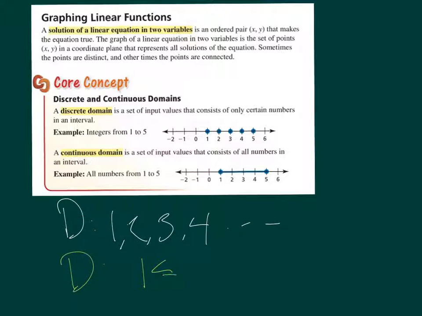All of the numbers and any number that exists between, and it's going to be between 1 and 5. So you could have fractions, decimals, anything could be there. 1/100th would work here. But that's the difference in the domain and how you list those numbers in these two.